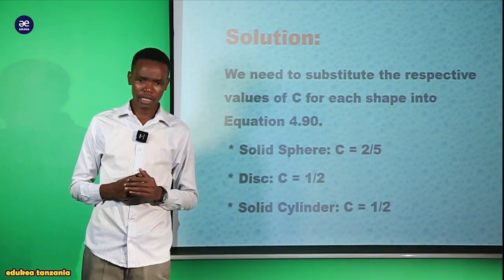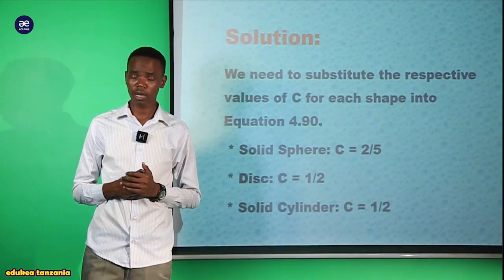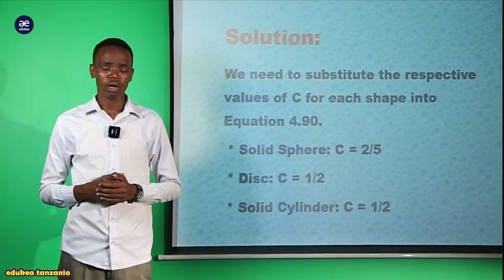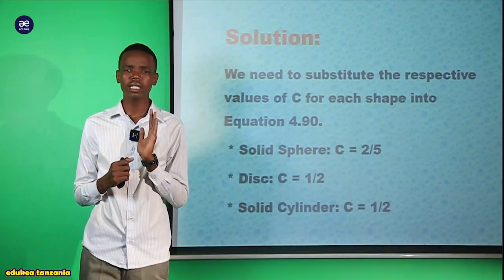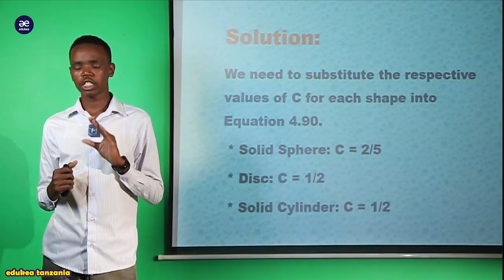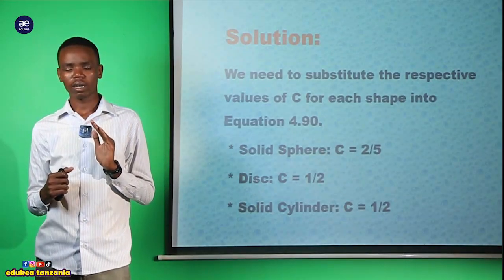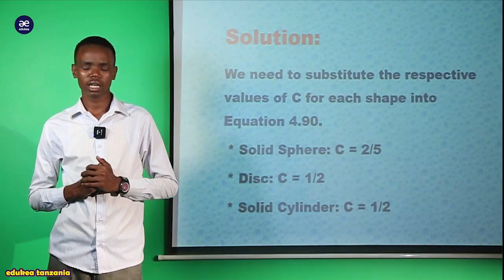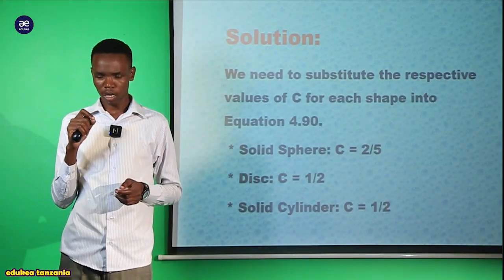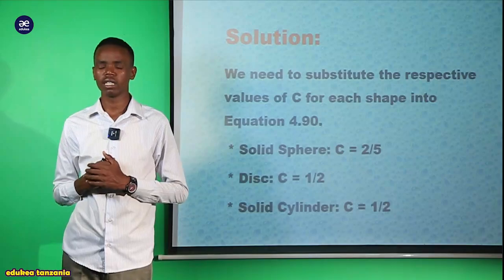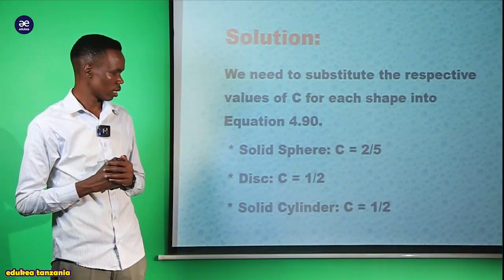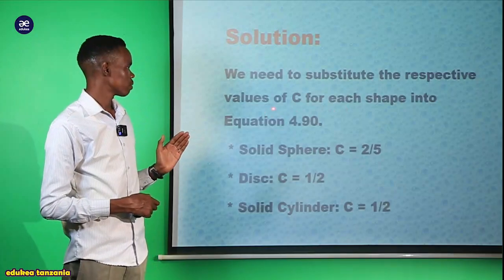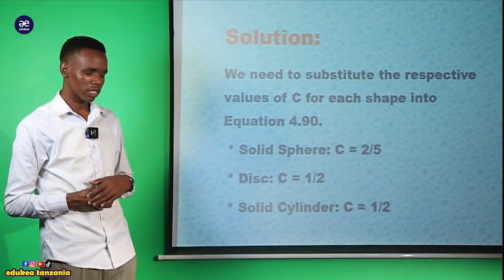Let us find the solution by determining the linear acceleration. To identify the body that can reach the bottom faster than the others, we must calculate. We are supposed to identify the linear acceleration. So we need to substitute the respective value of c for each of these.